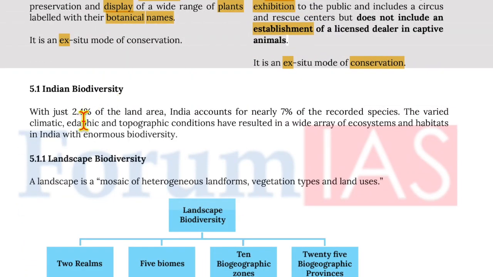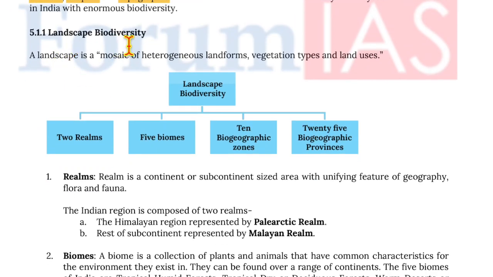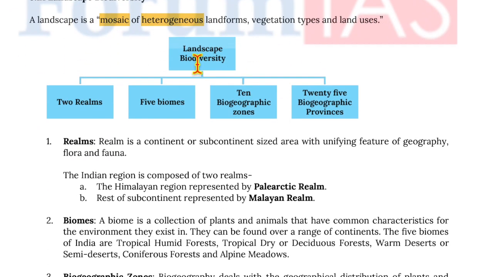Now, moving on to Indian biodiversity, with just 2.4% of the land area, India accounts for nearly 7% of the recorded species. The varied climatic, edaphic, and topographic conditions have resulted in a wide array of ecosystems and habitats in India with enormous biodiversity. Moving on to landscape biodiversity, it is a mosaic of heterogeneous landforms, vegetation types, and land use. In India, we have 2 realms, 5 biomes, 10 biogeographic zones, and 25 biogeographic provinces.